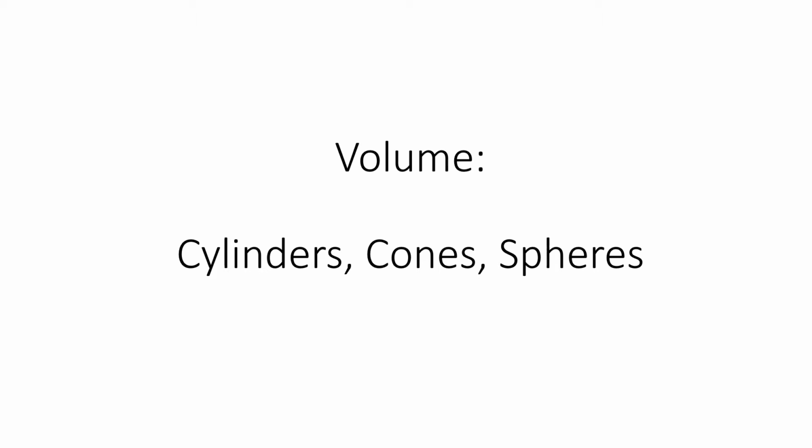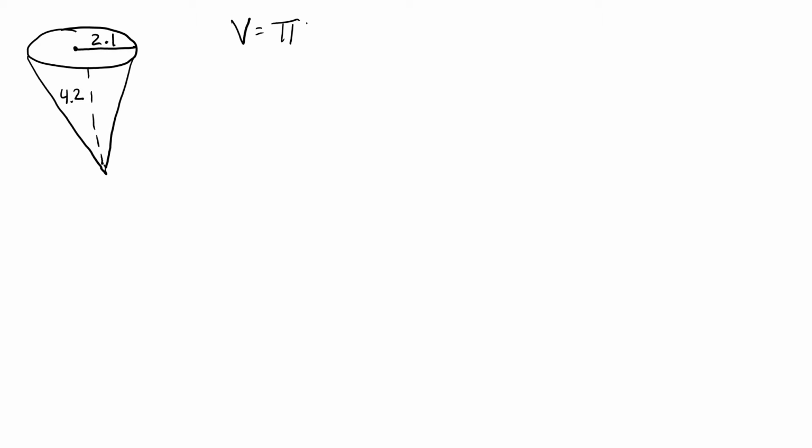This video is over volume of cylinders, cones, and spheres. In our first problem, we have a cylinder, and it has a radius of 2.1, and we have a height of 4.2. We use those values to plug them into our formula, pi r squared h, plugging in the radius as 2.1, and plugging in the height as 4.2.